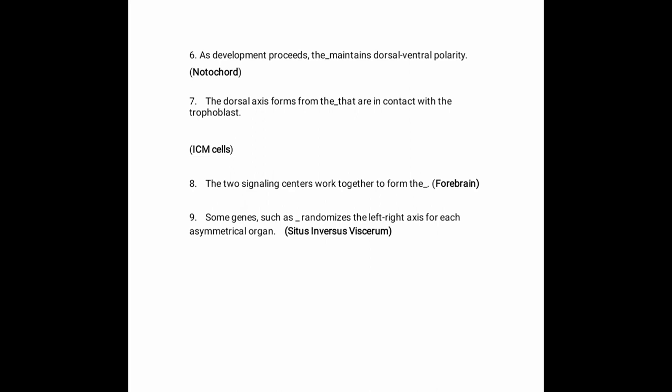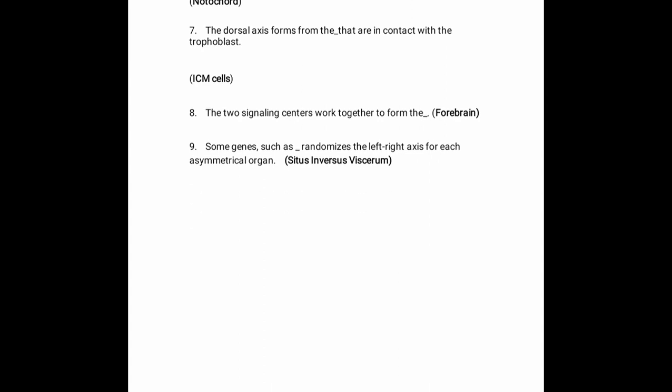The dorsal axis forms from the dash that are in contact with the trophoblast. The answer is ICM cells. The complete statement is: the dorsal axis forms from the ICM cells that are in contact with the trophoblast.